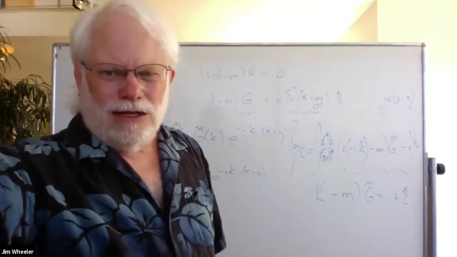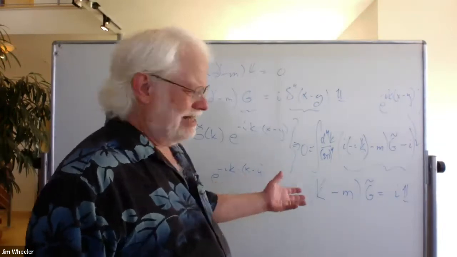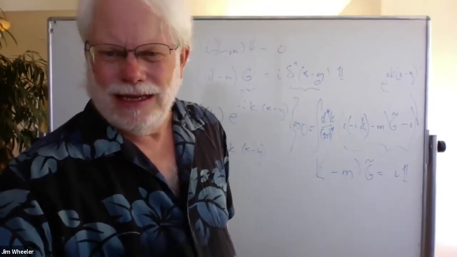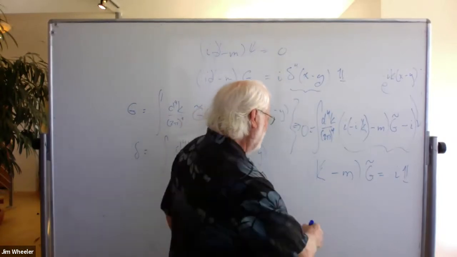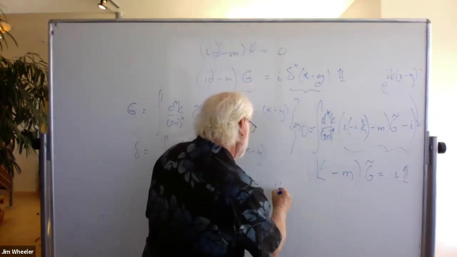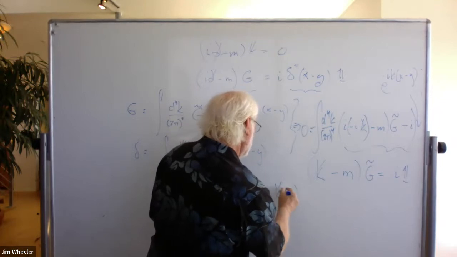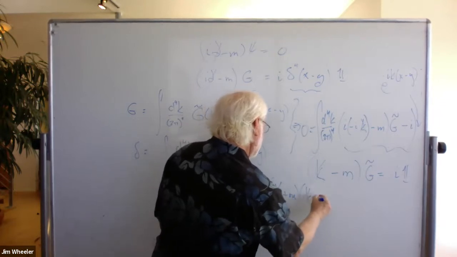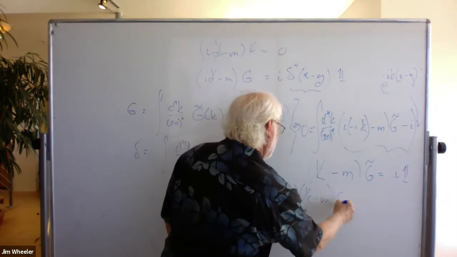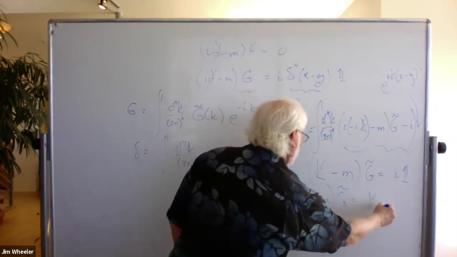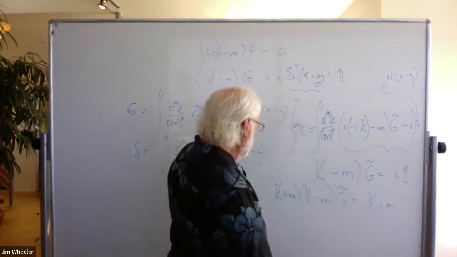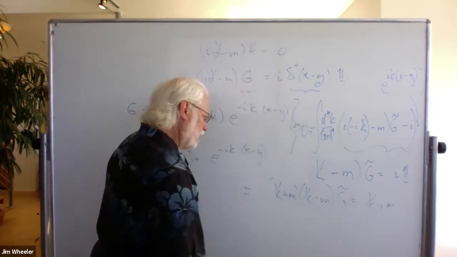Okay, so how do we solve this for G? Because this is still a matrix equation. What we can do is multiply by something that simplifies this. If we multiply by (k-slash plus m), (k-slash minus m) G tilde is now (k-slash plus m). And this, I'll work backwards here.